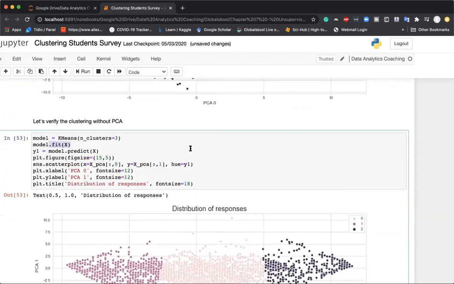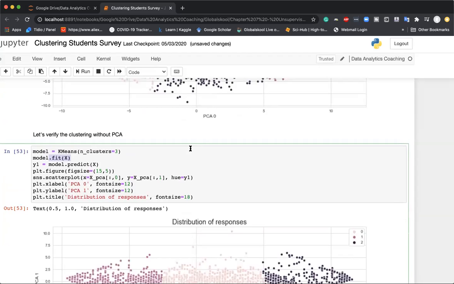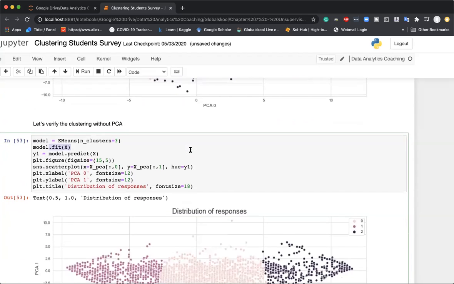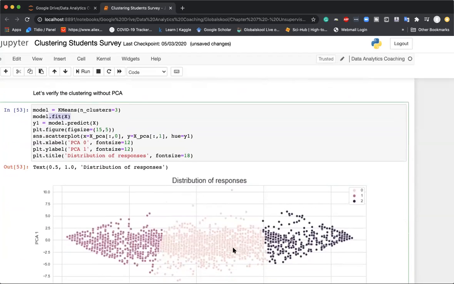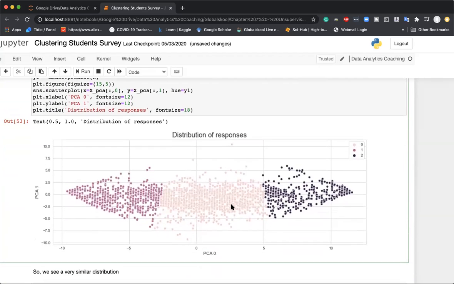You can see that most of the distribution is very similar, that is, we have roughly the same division between the data points. We would expect this, because PCA is just the same data represented in a different form, and combined, PCA 0 and 1 capture 86.7% of the data. So the clustering would be similar.